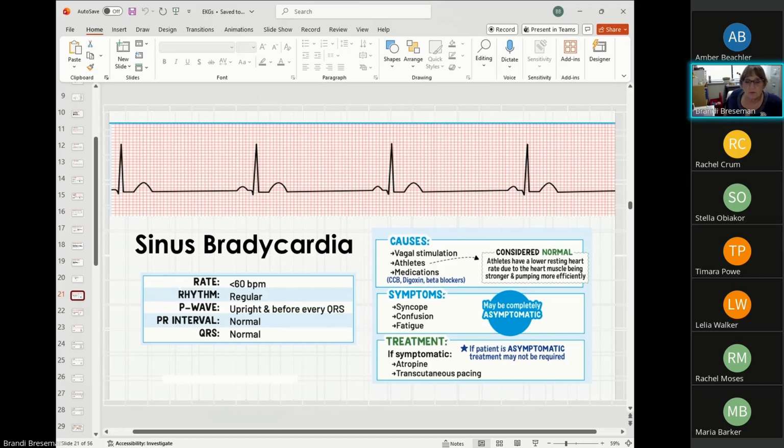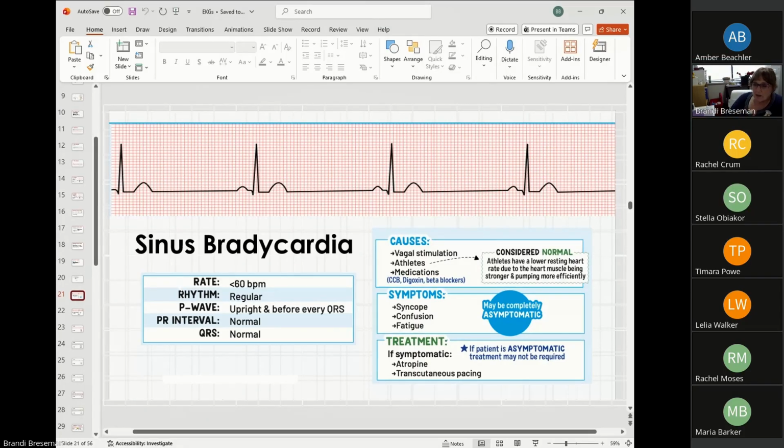Your rhythm is still regular. You still have a P wave that's upright and before every QRS. You still have a normal PR interval, which is 0.12 to 0.20, and a normal QRS, which is 0.06 to 0.12. The only thing different from sinus bradycardia and normal sinus rhythm is your rate. That's it. Okay? The rate is less than 60.